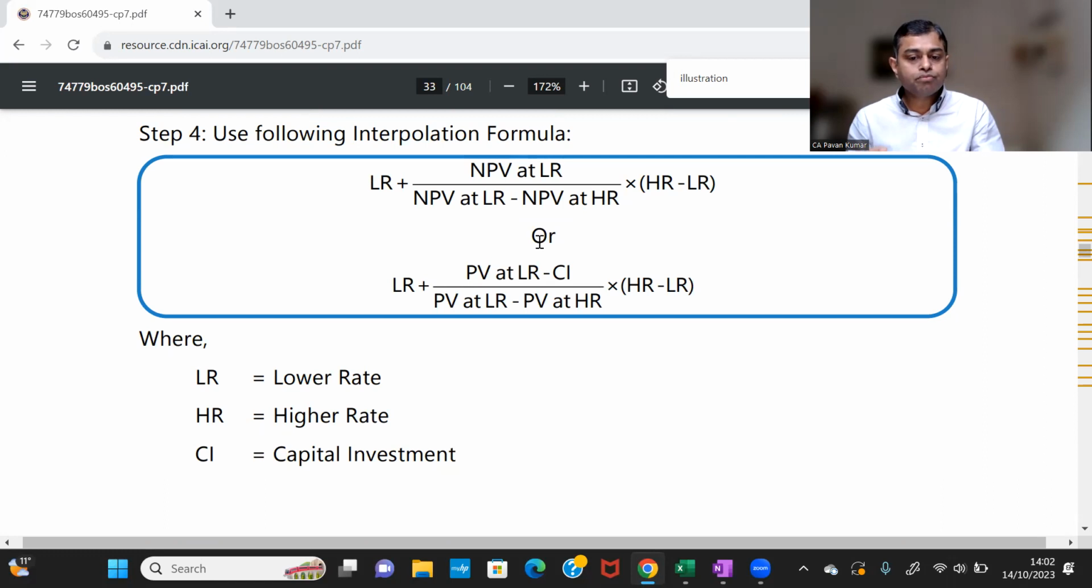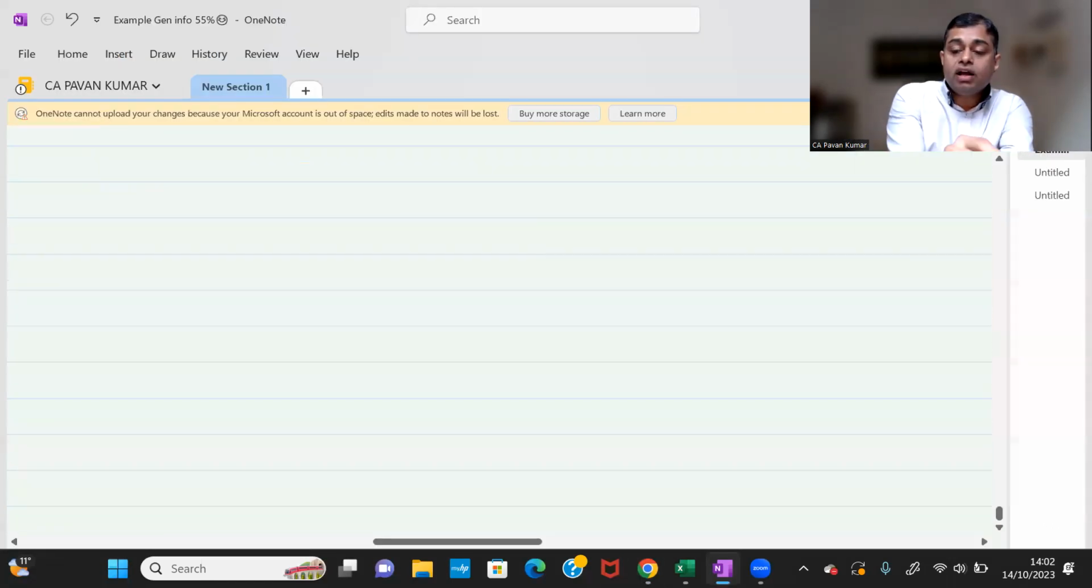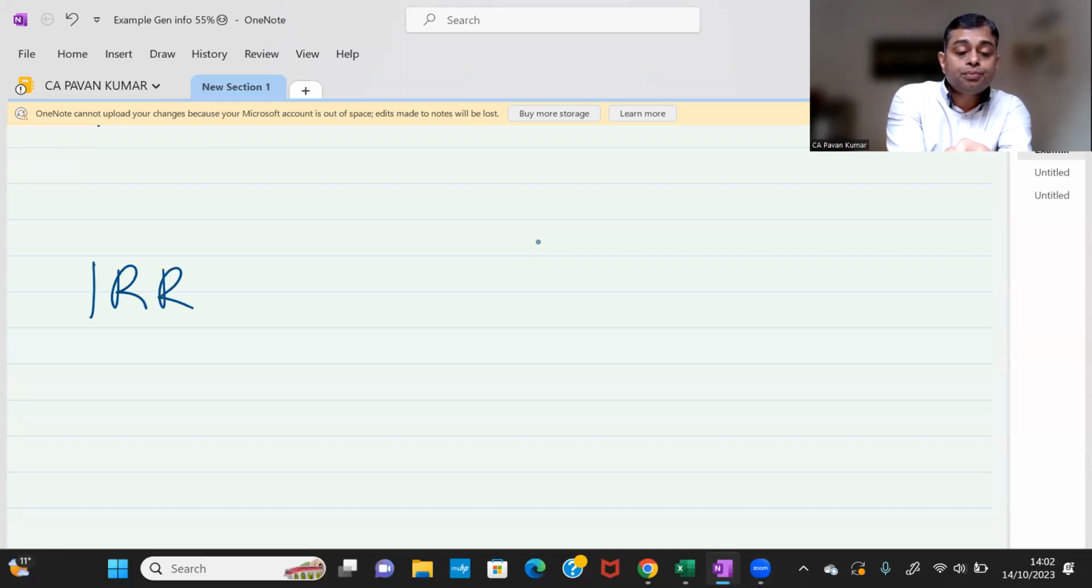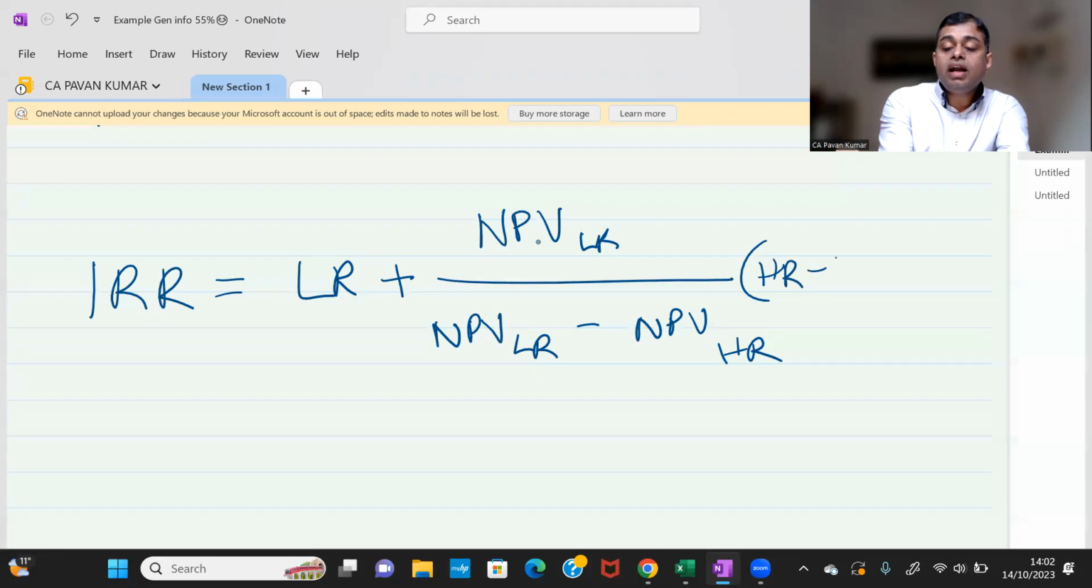IRR. So write down the formula. What is formula for IRR? IRR is equal to lower rate plus NPV at lower rate divided by NPV at lower rate minus NPV at higher rate into high rate minus low rate.